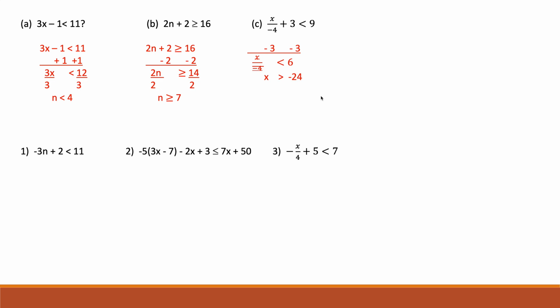Absolutely not. Negative 25 is less than negative 24. Don't believe me? It's to the left on the number line. The lesser values are always on the left. Negative 23 is a solution because negative 23 is greater than negative 24.